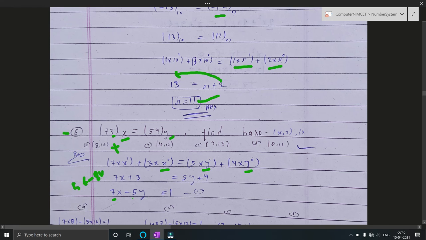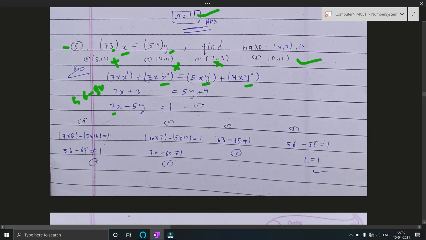When x equal to 10, 7 times 10 is 70, and minus 12 times 5 is 60. So 70 minus 60 is not equal to 1, so this option may not be our answer. When x equal to 9, 7 times 9 is 63, and 13 times 5 is 65, so we will not get 1. Now this time 7 times 8 is 56, and 11 times 5 is 55. So 56 minus 55 is equal to 1. So we get LHS equal to RHS for x equal to 8 and y equal to 11. So option D will be the right answer.